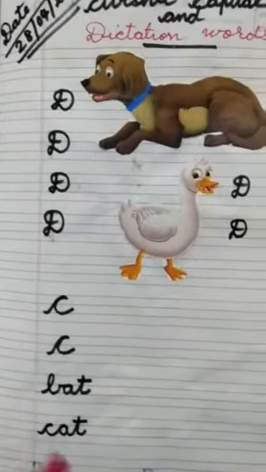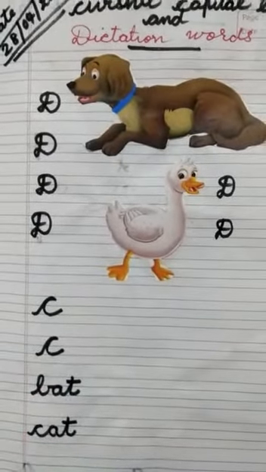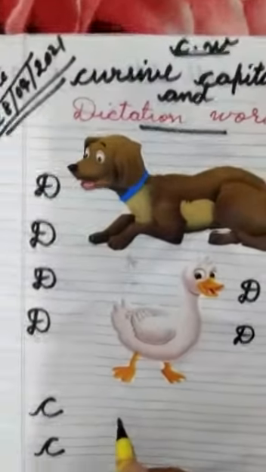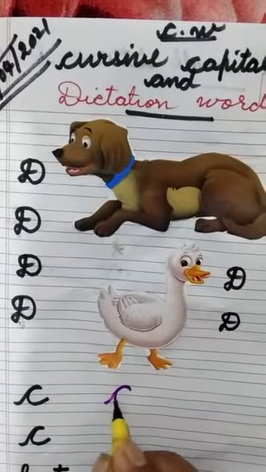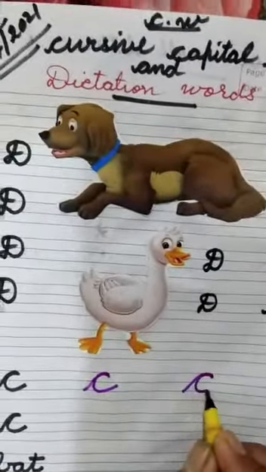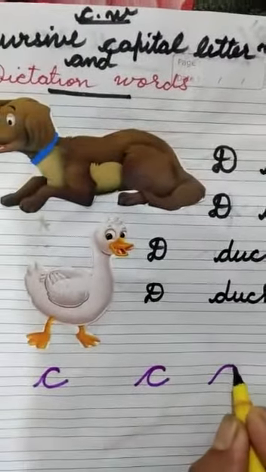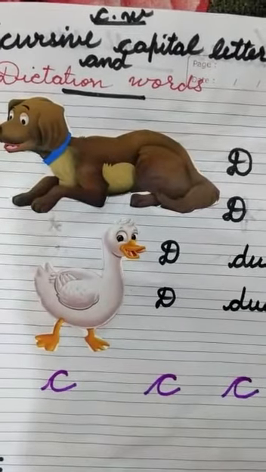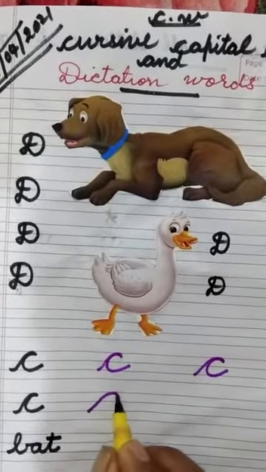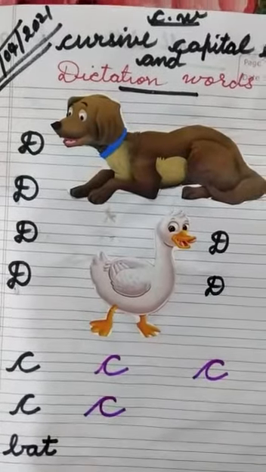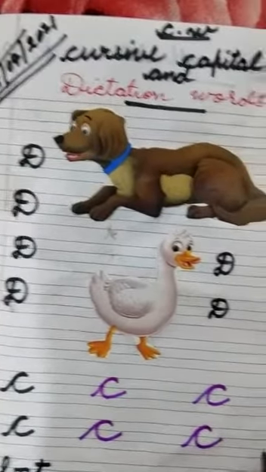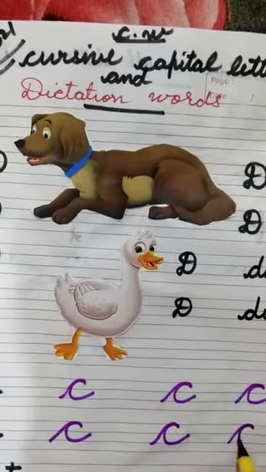Now I will revise the letter C and the spelling of the words bat and cat. Start from the third line. First step, second step, and third step. C. C for cat. C for car. Once again, put your pencil on the third line. First step, second step, and third step. C.